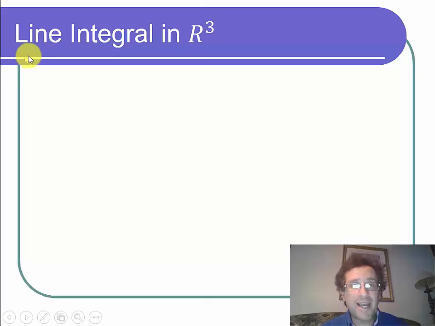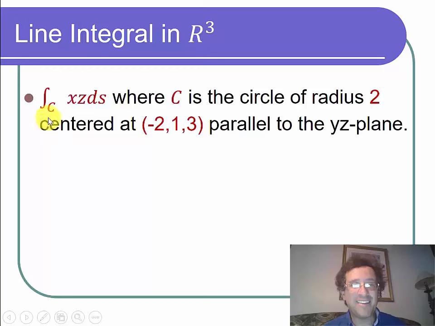Now let's compute a line integral in R3. So the question states, find the line integral over the curve C of xz ds, where C is a circle of radius 2, centered at the point (-2, 1, 3), parallel to the yz plane.